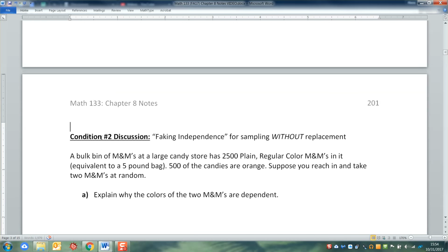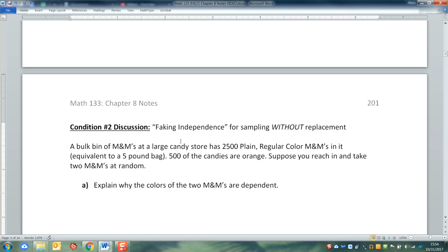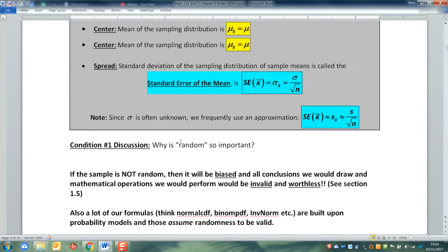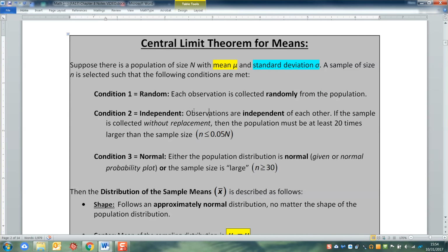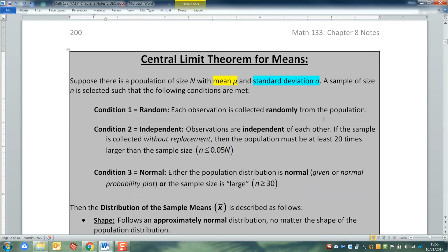Now let's look at condition two. All right, condition two is talking about independence. So let's go back and look at it. It says if the observations are independent of each other, that's the condition, right? It has to happen. Now, if the sample is collected without replacement, then the population must be at least 20 times larger than the sample size.